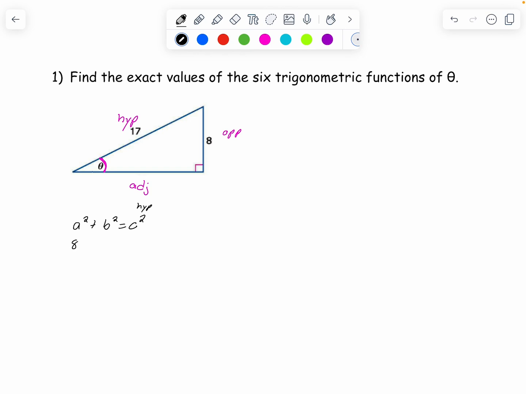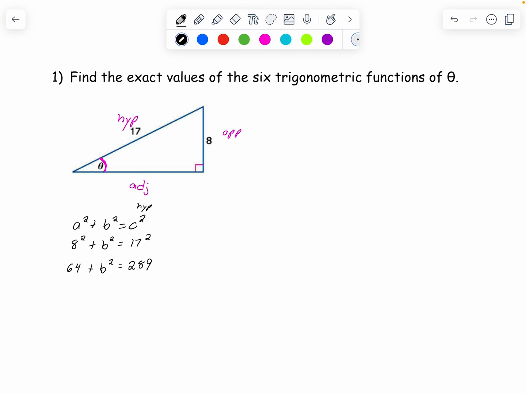So I have my opposite is 8, so we're going to say 8 squared, plus I don't know my adjacent, so that's going to be my b squared, and it's going to equal c squared, so that's my hypotenuse, 17 squared. And so then we do the math for this. So we have 8 squared is 64, and then we have our plus b squared, and then we need to do 17 squared. So on our calculator, 17 squared is 289.